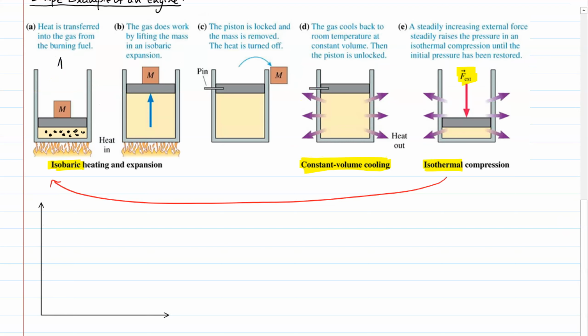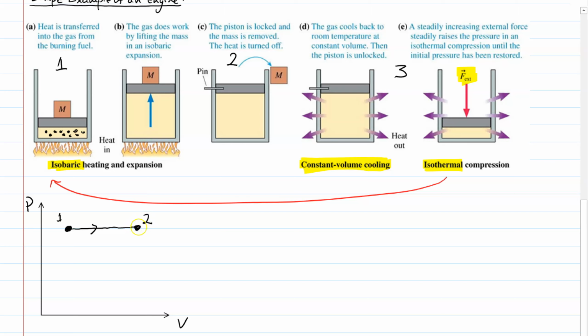So let's call this state 1, and let's call this state 2, and let's call this state 3, in between here. Okay, so let's say I start off at some state 1 here. Okay, so 1 is going to be there. And then I add the heat at constant pressure, right? Isobaric heating. Now I'm adding the heat in until I reach, let's say, some point here. And this will be state 2.